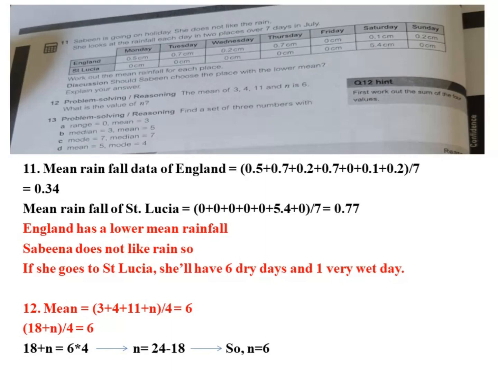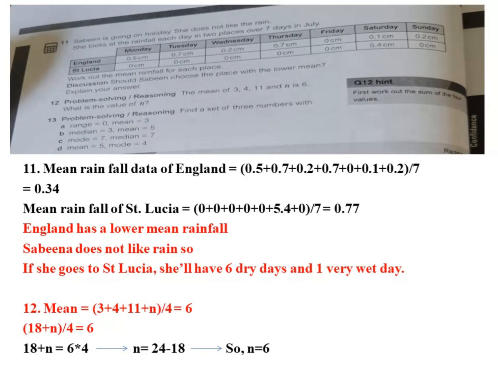The reason we write it like this is that the mean value of this particular equation is given as 6. So taking the sum of the known values, the equation can be written as 18 plus n, divided by 4, equals 6.